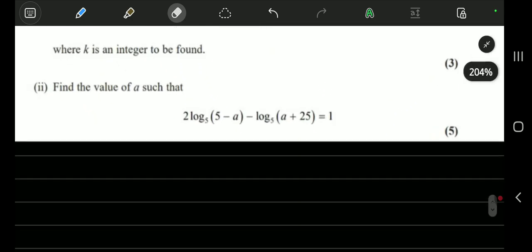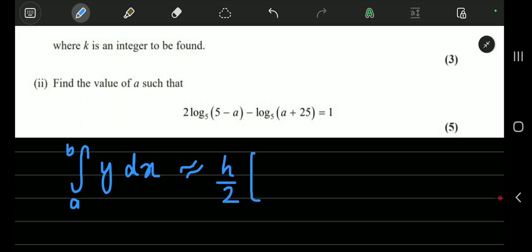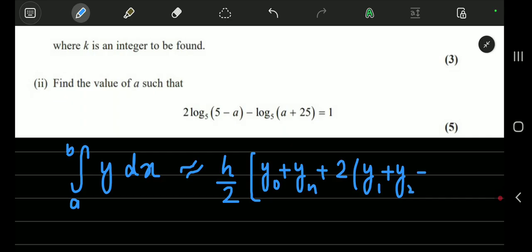We need to first use the trapezium rule. So first, write what the trapezium rule is. The integral from a to b of y dx is approximately equal to h over 2 times (y0 plus yn) plus 2 times (y1 plus y2 up to yn minus 1).